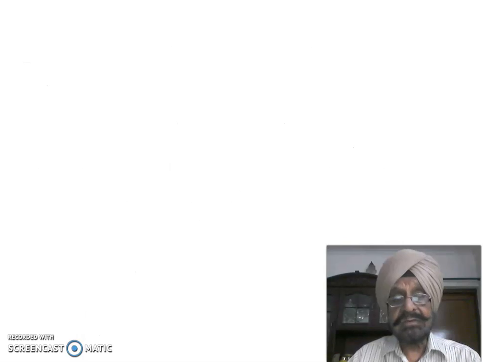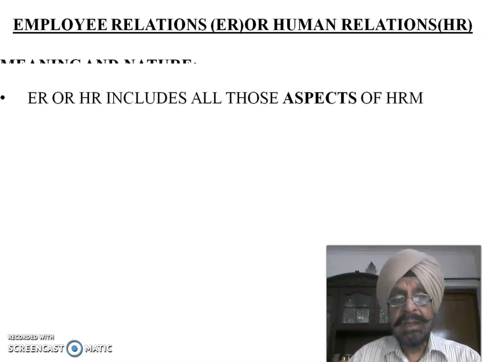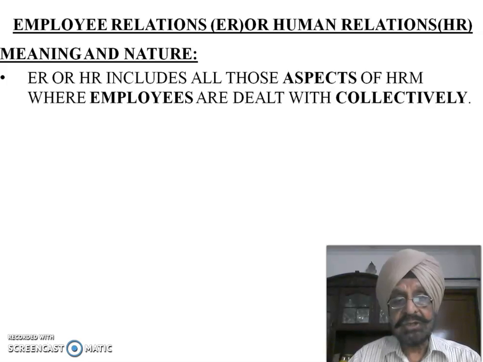After having seen the various welfare measures under the three headings, now we go on to employee relations or human relations. Employee relations, nature and meaning. Employee relations includes all those aspects of HRM where employees are dealt with collectively. The main thing to see is the collective nature of employees. That is all the employee relations.